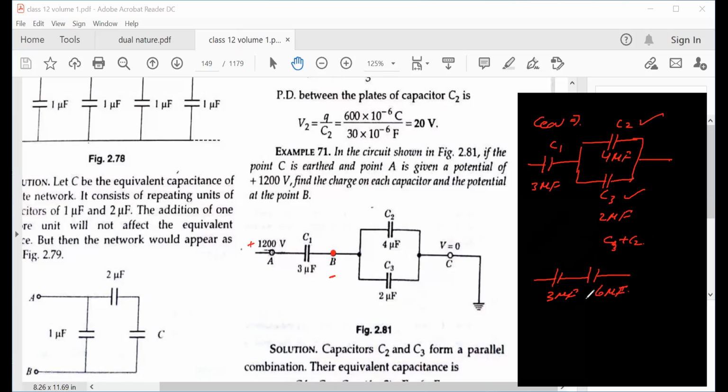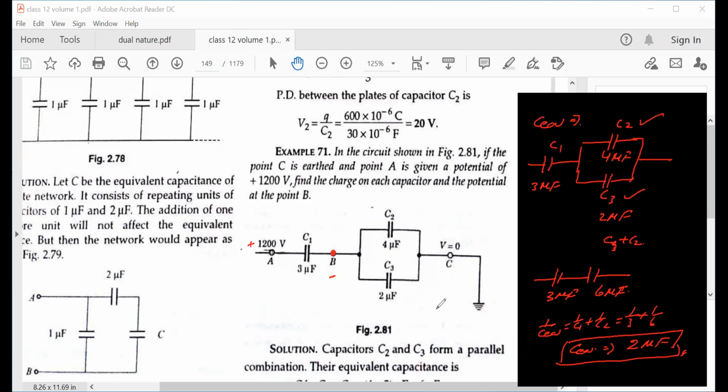Now after that, we are going to find the equivalent for the series connection. It is 3 and 6, which is your series connection. The formula is 1 by C equivalent is equal to 1 by C1 plus 1 by C2, which is equal to 1 by 3 plus 1 by 6. If you solve it, you will get around 2 microfarad. So this is your C equivalent. Now we got the C equivalent here.